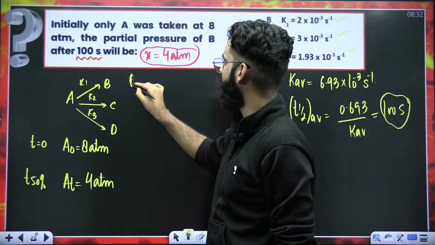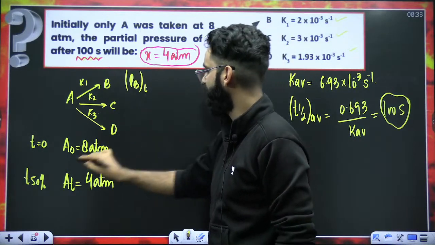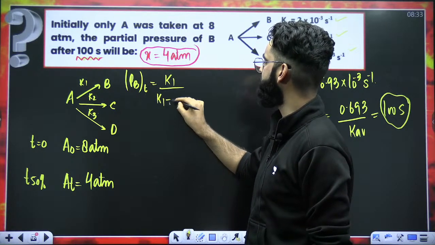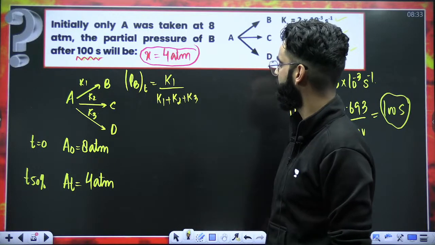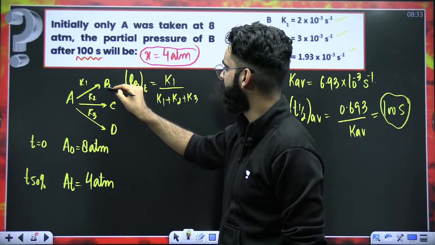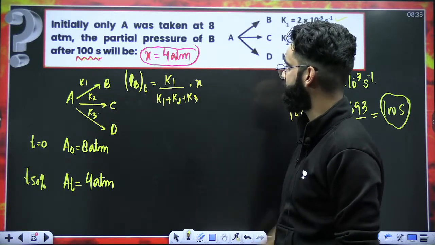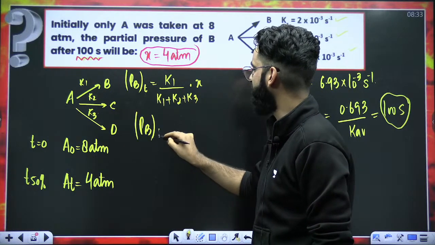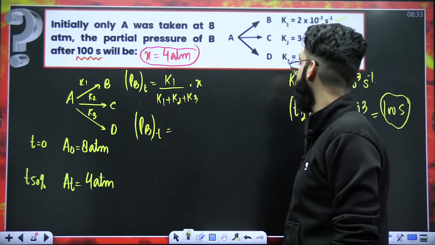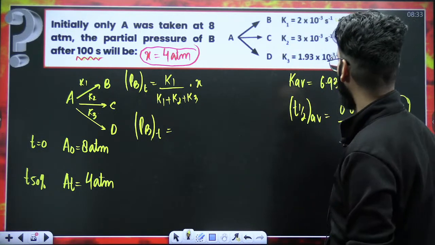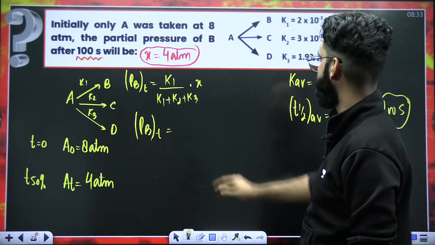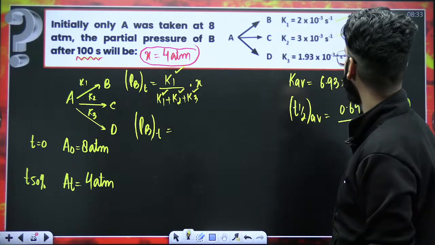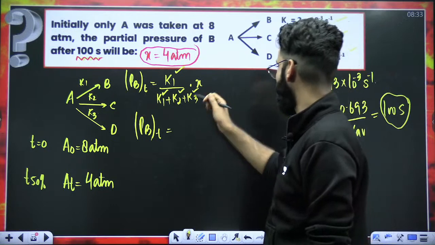If I ask you what is the partial pressure of B at time T, that means T 50%, it's going to be equal to, first you write K1 divided by K1 plus K2 plus K3. This is the first step. Now, 1 mole of A gives 1 mole of B. Therefore, from X, you get X multiplied by that fraction. This is something which we need to calculate. So the partial pressure of B at time T equal to 100 seconds is equal to K1 divided by K1 plus K2 plus K3 times X. K1 you have, K2 you have, K3 you have. Or let me just calculate it for you.